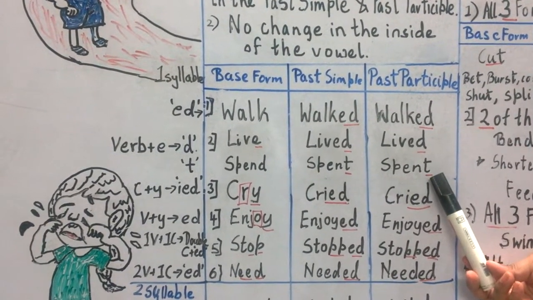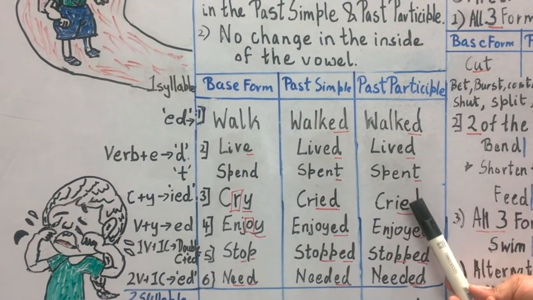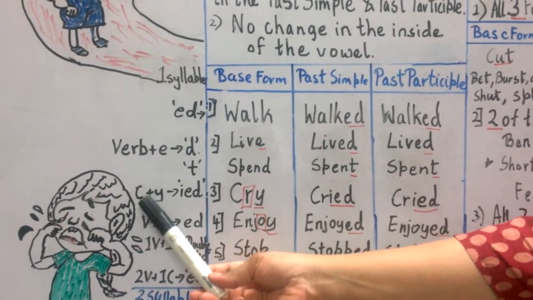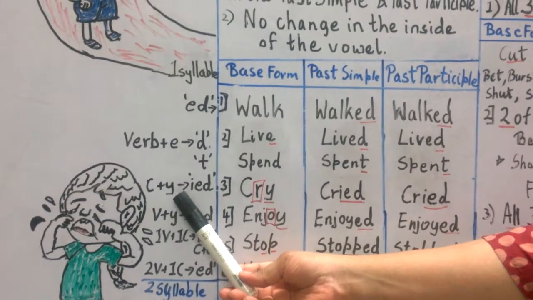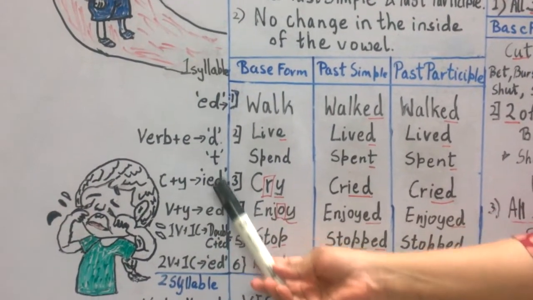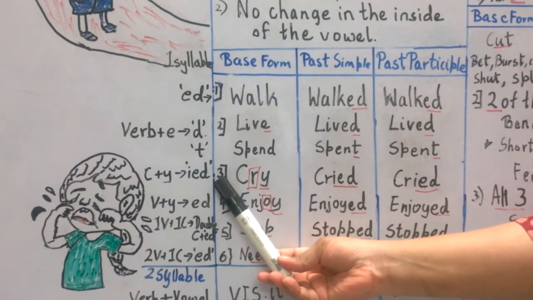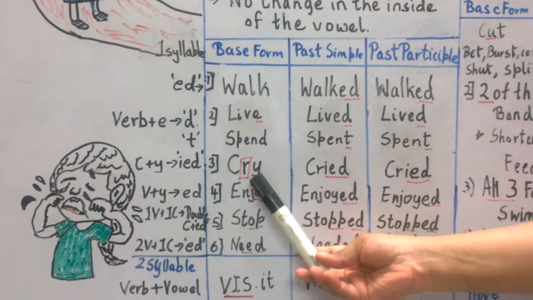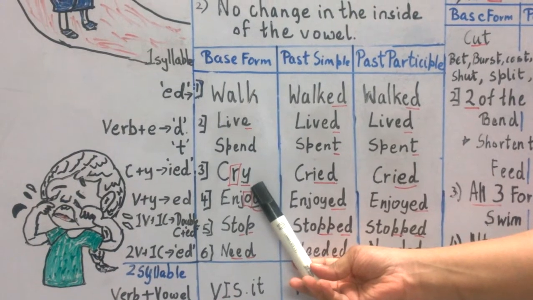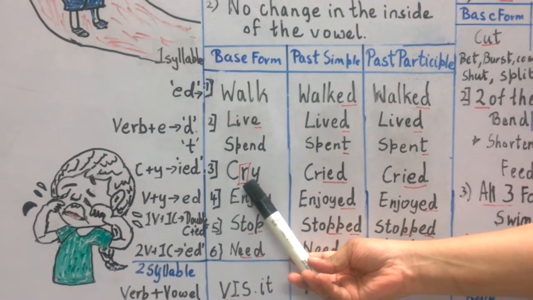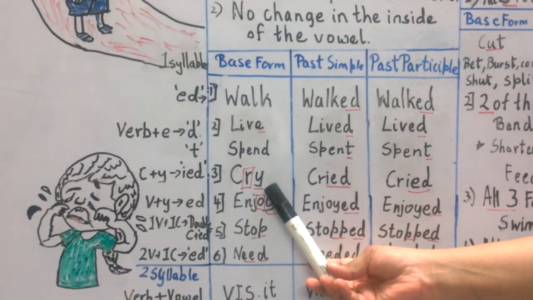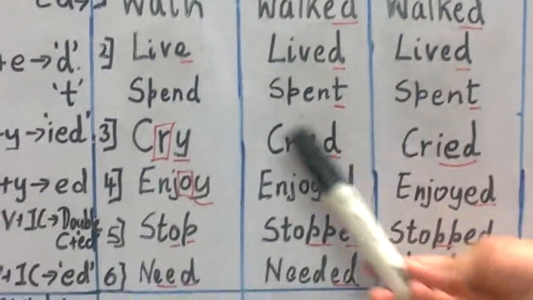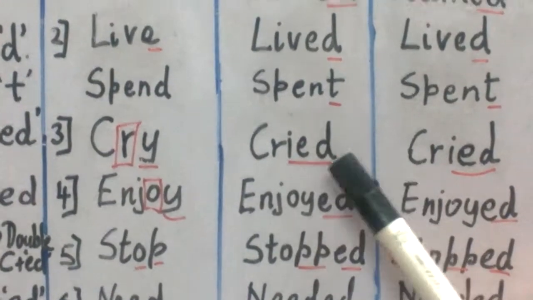Here also it becomes spent. Now let us see the third rule. After a consonant, a verb which ends with a Y, we add an ed. So we see here the example cry. We see a Y, and before that we see a consonant. Immediately after a Y, we have to add an I plus ed. So Y changes to I plus ed, so it becomes cried.